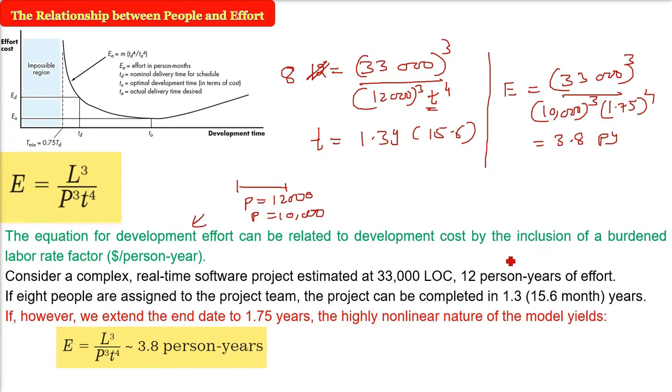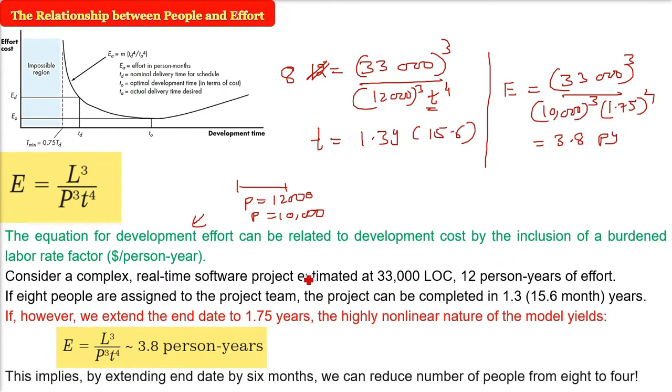Now that means that if you extend it from 15.6 to 20.1 months, that is, extend the end date by 6 months, we can reduce the number of people from 8 to 4. This is what the relationship between people and effort means.